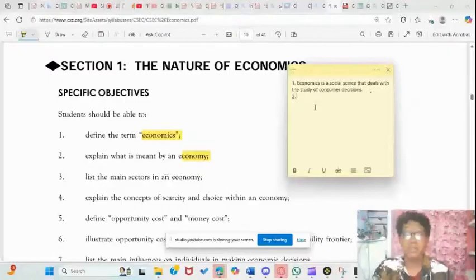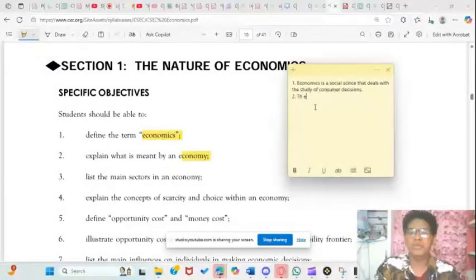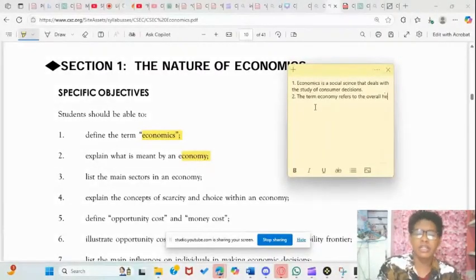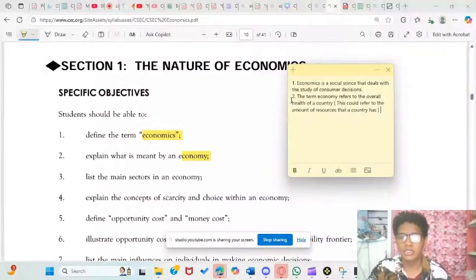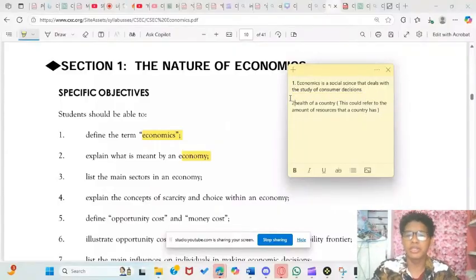It says define what is meant by the term economy. The term economy refers to the overall health of a country. This could include the amount of resources that a country has. So yes, we have those two points right out of the way. What is economics and what is an economy?